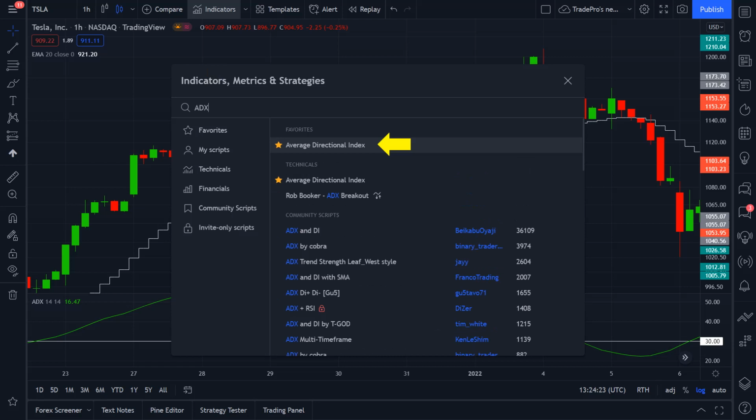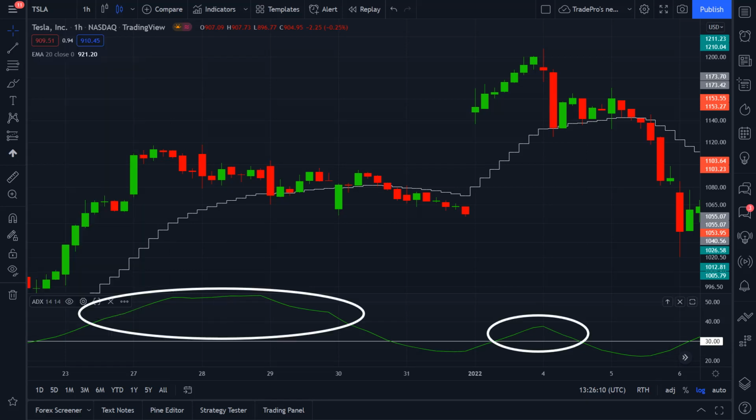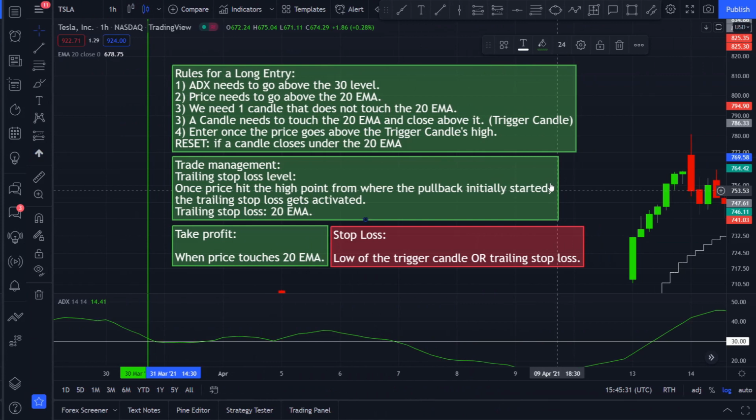After you got the ADX on your chart, click on the horizontal line tool and put a line on the ADX indicator at the 30 level. We are going to use this level to determine if the price is in a trend or not. So we are only going to enter into a position if the ADX value is above 30. And with that, your chart is all set for the strategy. Now let's see the rules of the strategy.